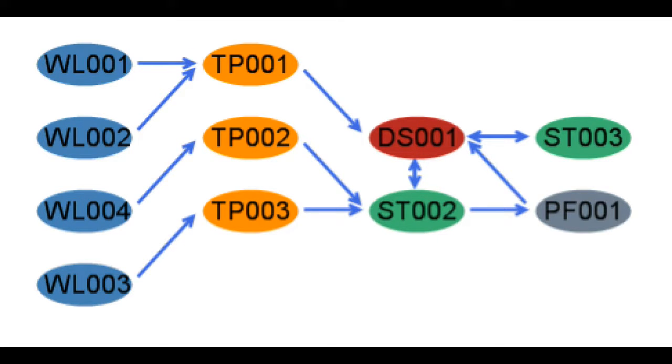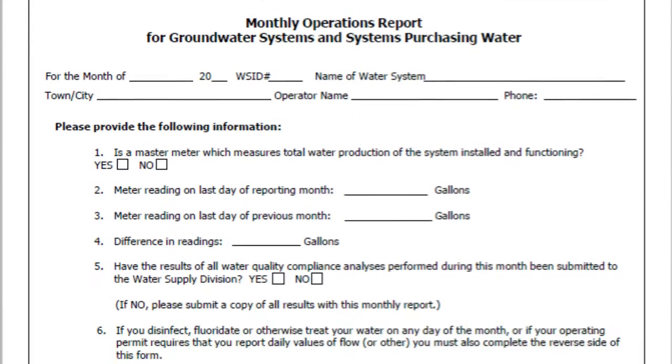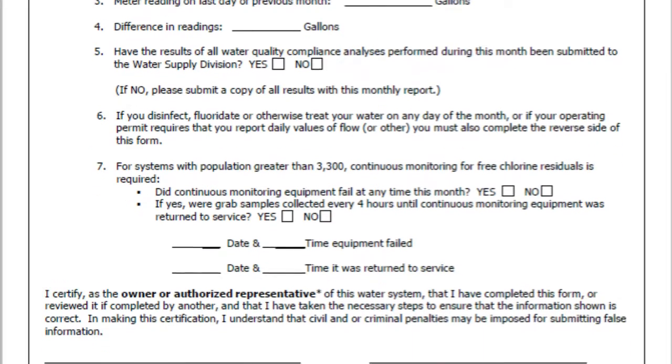If a system has multiple treatment plants and therefore multiple entry points, please be sure to submit a report for each, including all necessary information discussed earlier in this video. It would also be helpful if you totaled all water used on one report so that it is easier for division staff to enter and review the data. Lastly, remember to sign and date your form before submitting it.